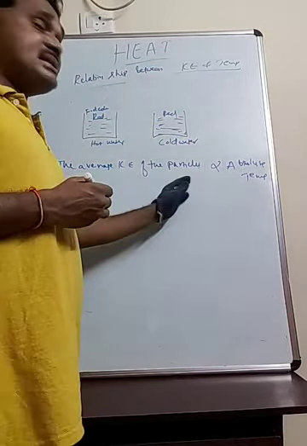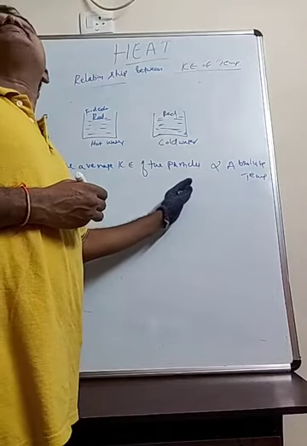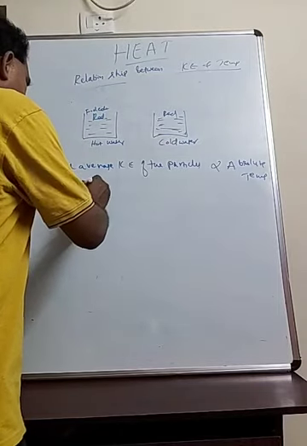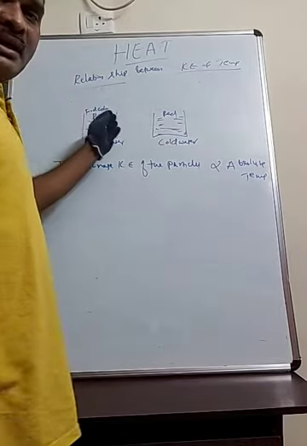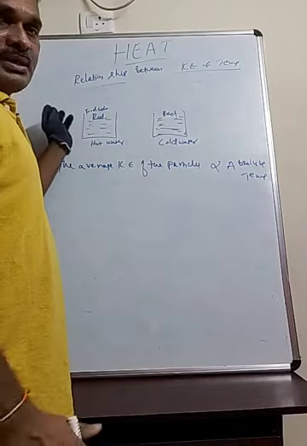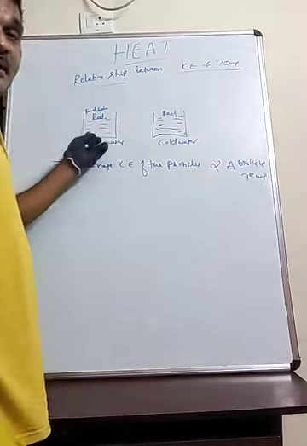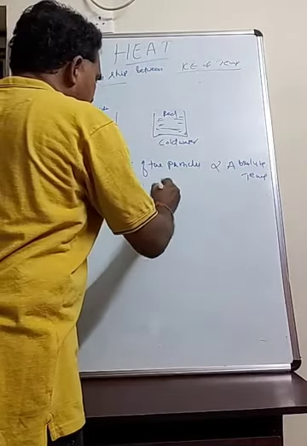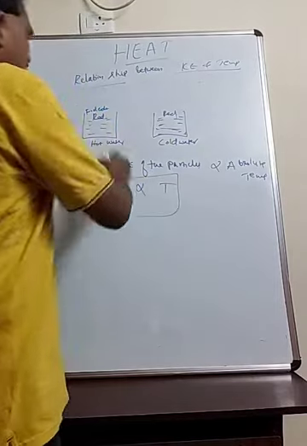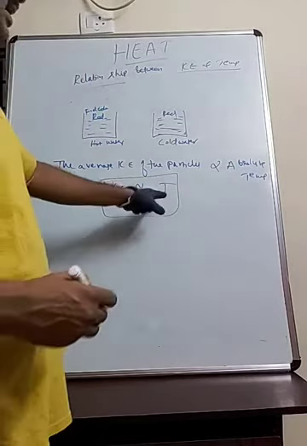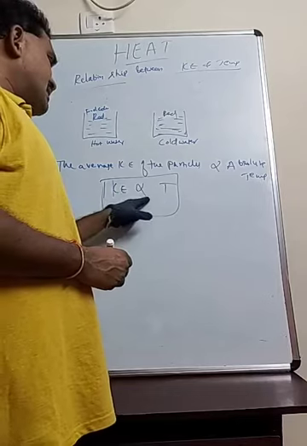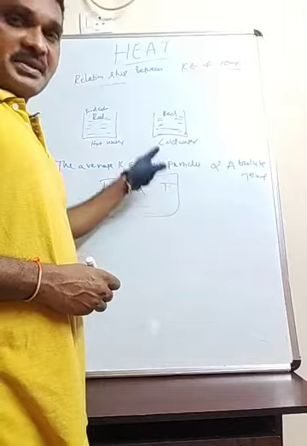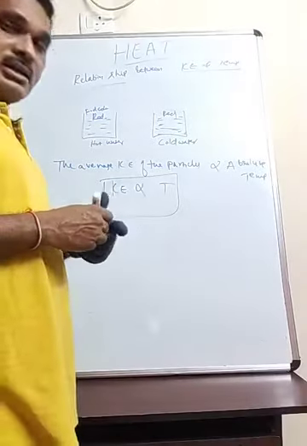What is the average kinetic energy of the particles? Average kinetic energy of the particles means, when all of the particles move from one place to another place, we take the average of their kinetic energy, which is Ke. Ke is directly proportional to absolute temperature, which means temperature measured in kelvins, T. So capital T is the absolute temperature. Ke is directly proportional to absolute temperature. This is the experiment. By the experiment, we can conclude this.